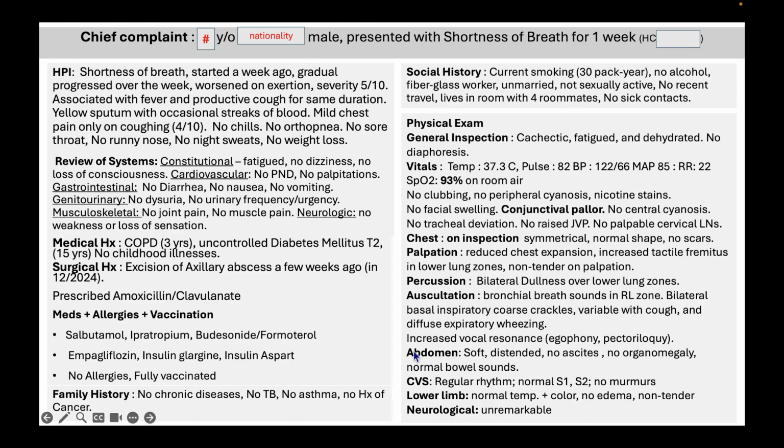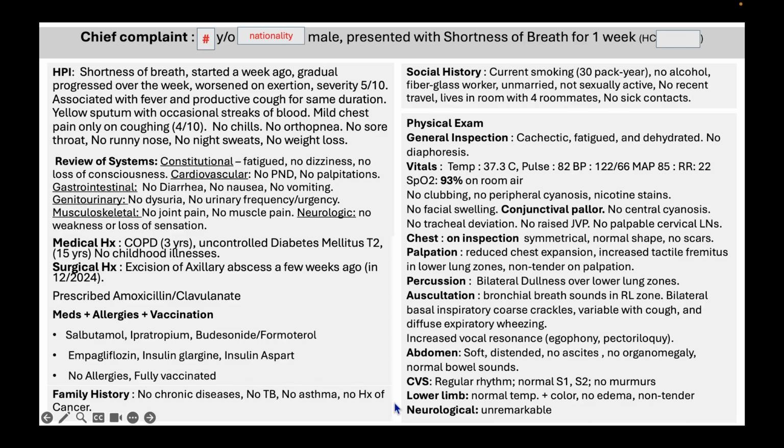Okay, abdomen, blah blah blah. And then just go over the other systems quickly. Like CVS, for example, he came with chest pain and he's a smoker and he's an oldish man, in his 50s. So that's why you always have to rule out any MI or anything cardiac that could be happening, especially because he has shortness of breath. It's important to rule out. Okay, lower limbs, blah blah blah, neurological, okay, unremarkable.